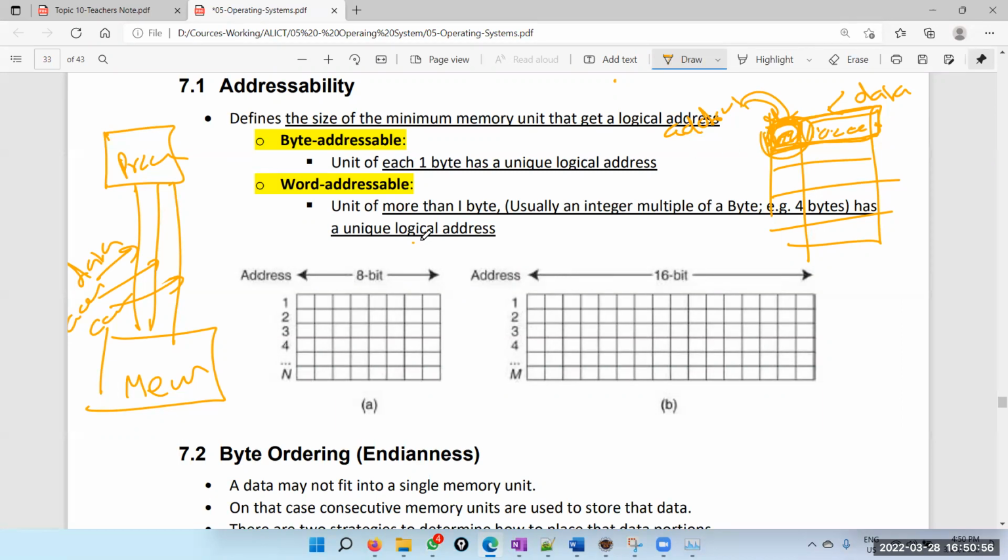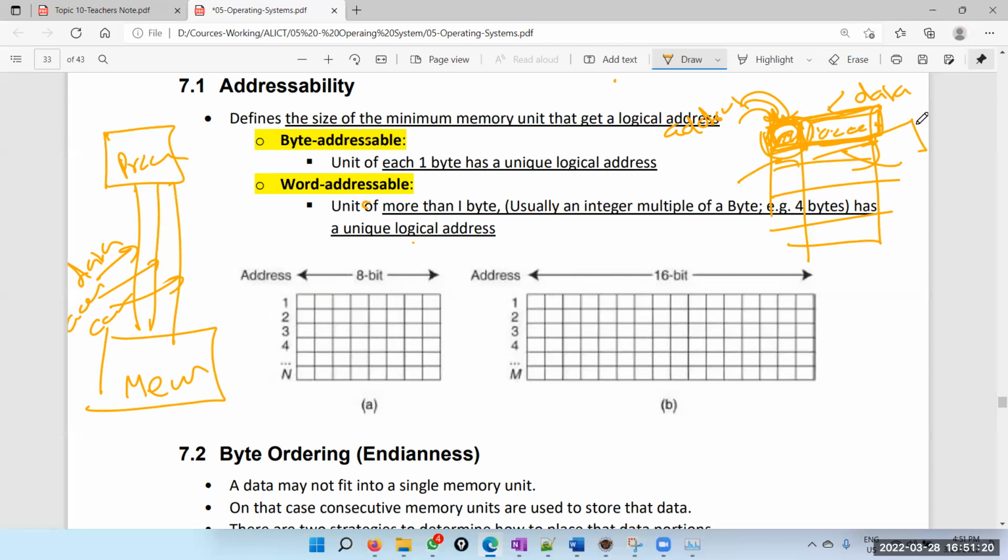So there are 2 approaches, byte addressable and word addressable. Byte addressable means every byte of data has a memory address. Word addressable means maybe every 2 bytes has 1 memory address, which can keep 2 bytes of data or 4 bytes of data. If it is more than a byte, we say it's word addressable. I hope you can understand that.